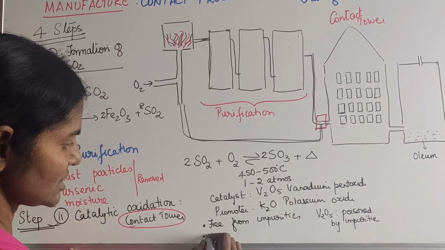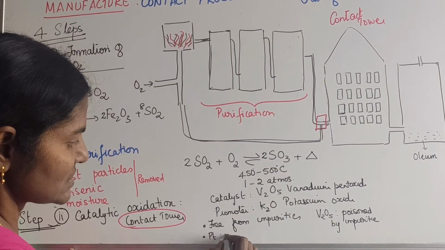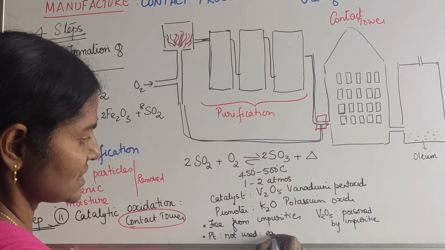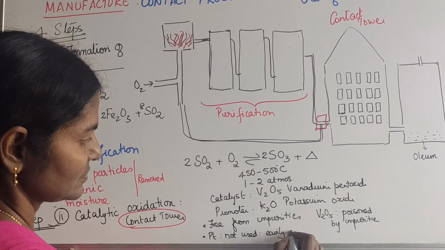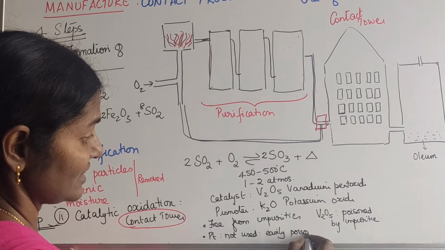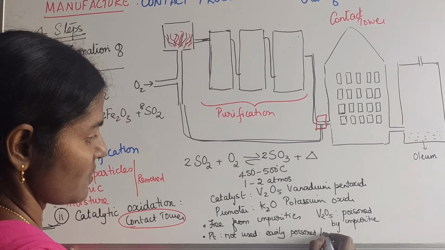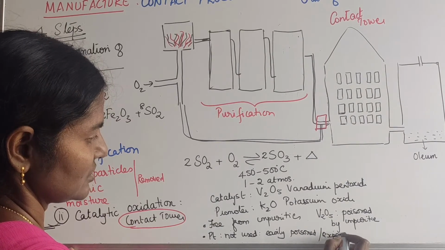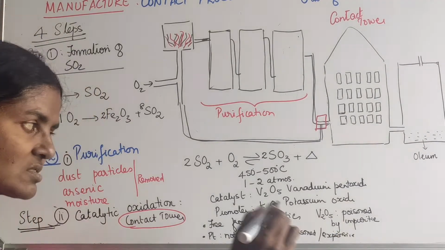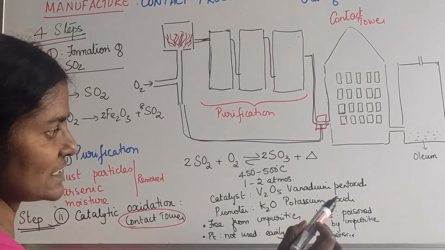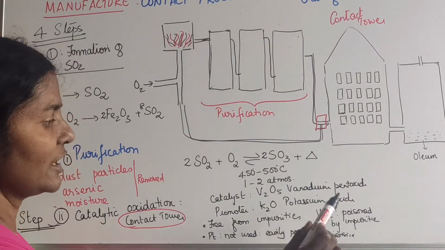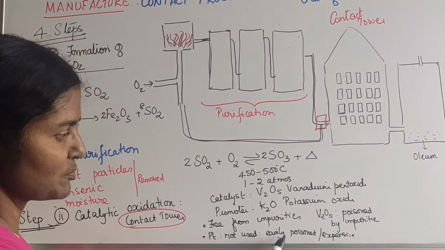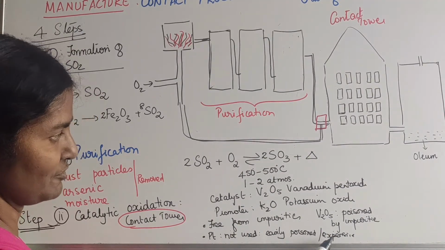The second point is platinum is not used because it can easily be poisoned, and besides it's also costly. So vanadium pentoxide is preferred because it is less easily poisoned and it is cheap. Platinum is not preferred because it's easily poisoned and it is expensive.